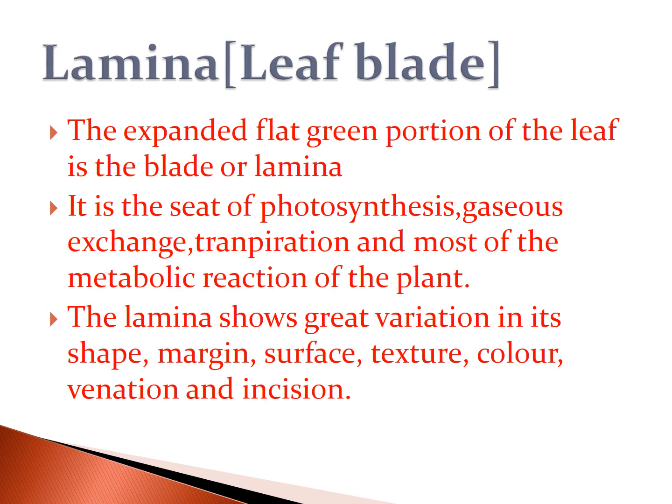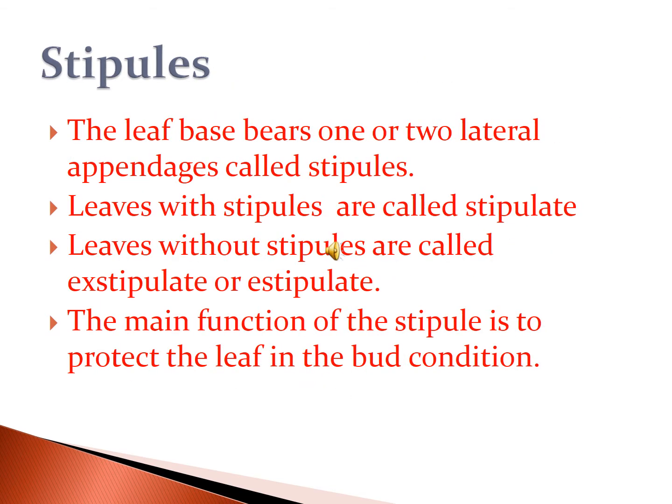Do you understand? Stipules. The leaf base bears one or two lateral appendages called stipules. Leaves with stipules are called stipulate. In most dicotyledonous plants, the leaf base bears one or two lateral appendages called stipules. Leaves without stipules are called exstipulate. The main function of the stipules is to protect the leaf in the bud condition. Here its major function is protection only.